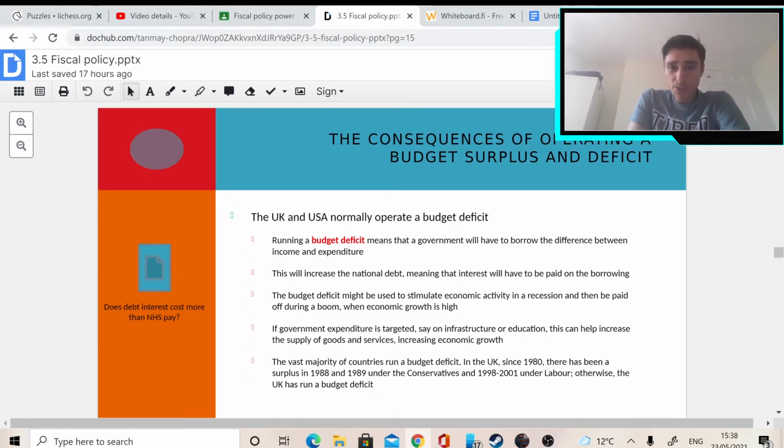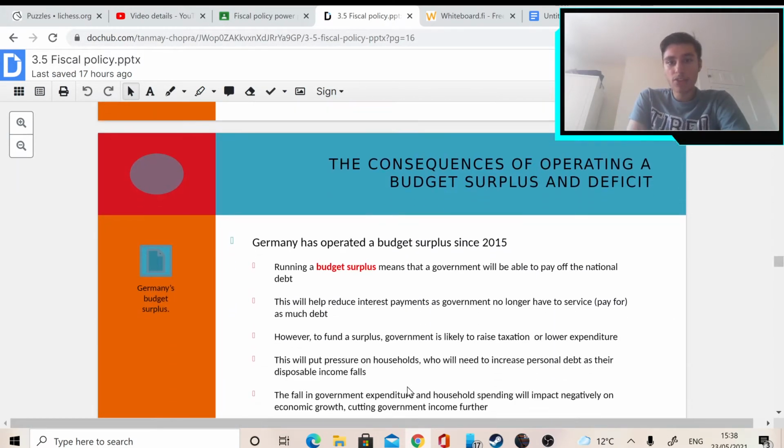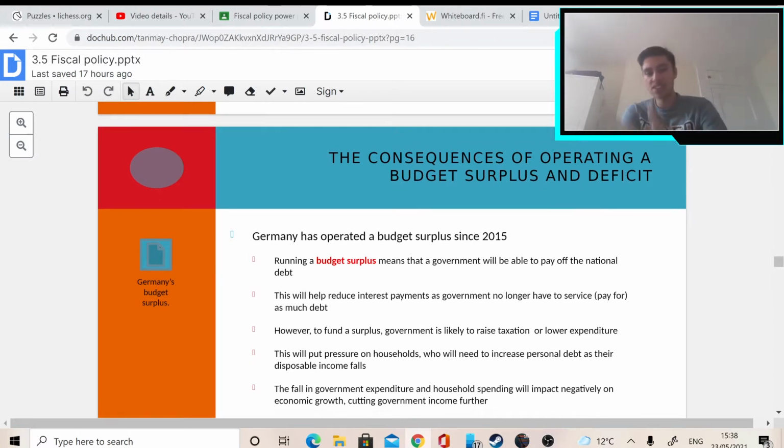If government expenditure is targeted, say, on infrastructure or education, this can help increase the supply of goods and services and increase economic growth. More goods and services will have more value, increasing economic growth. The vast majority of countries run a budget deficit. That's not necessary, though. A country such as Germany operates on a budget surplus. Running a budget surplus means that a government will be able to pay off the national debt. So now they have more money, right? What they have borrowed from other countries, almost every country has some money that they have borrowed from some other country.